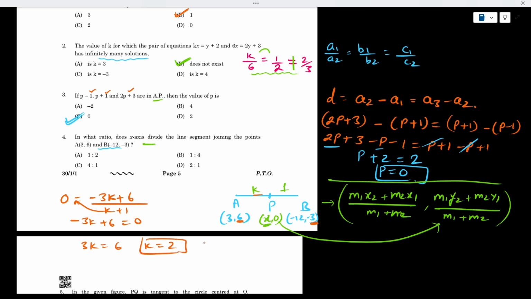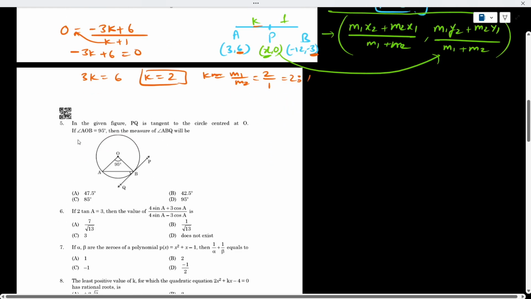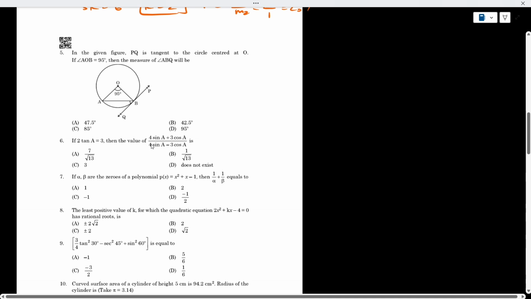Now k value is 2 because k is nothing but m1 is to m2. So it is 2 is to 1, which is nothing but your ratio is going to be 2 is to 1. Your option number D is the right option. Okay, so this question is from coordinate geometry. Now, next question, you can see that it is from circle.